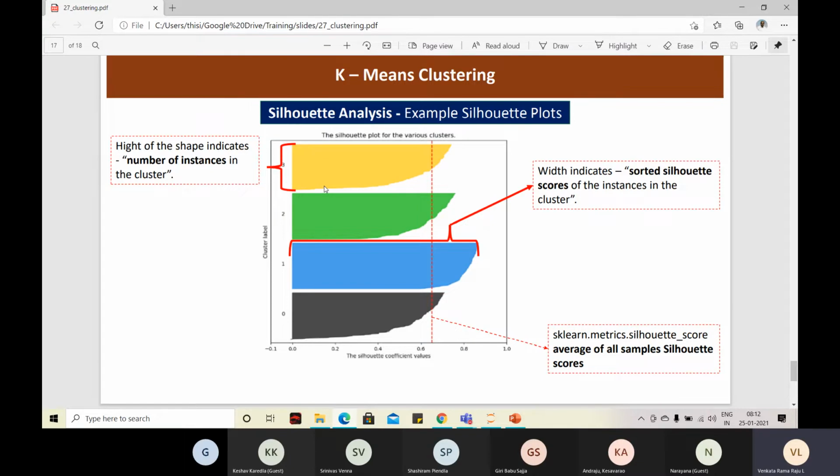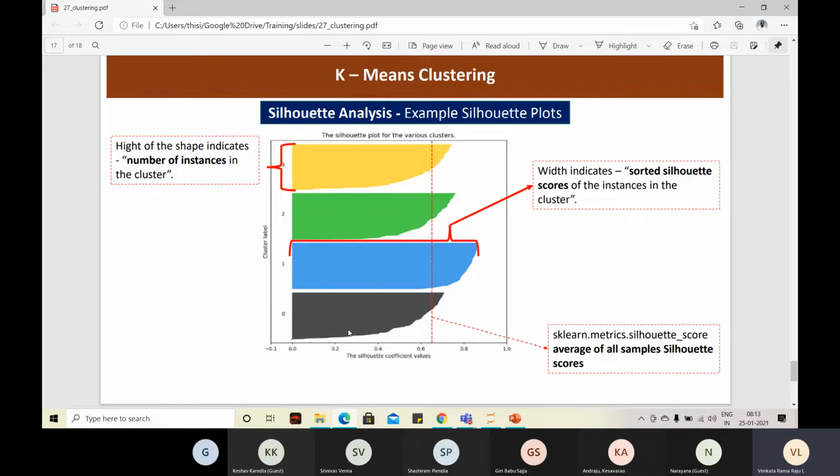Basically the major question is how many clusters is the best, because we don't have a y variable, we need to decide. That can be decided using silhouette analysis. For each data point there is a silhouette score. Suppose there are many data points in the first cluster, the second cluster, third cluster, fourth cluster, you take silhouette scores on the x-axis. For each group you plot.